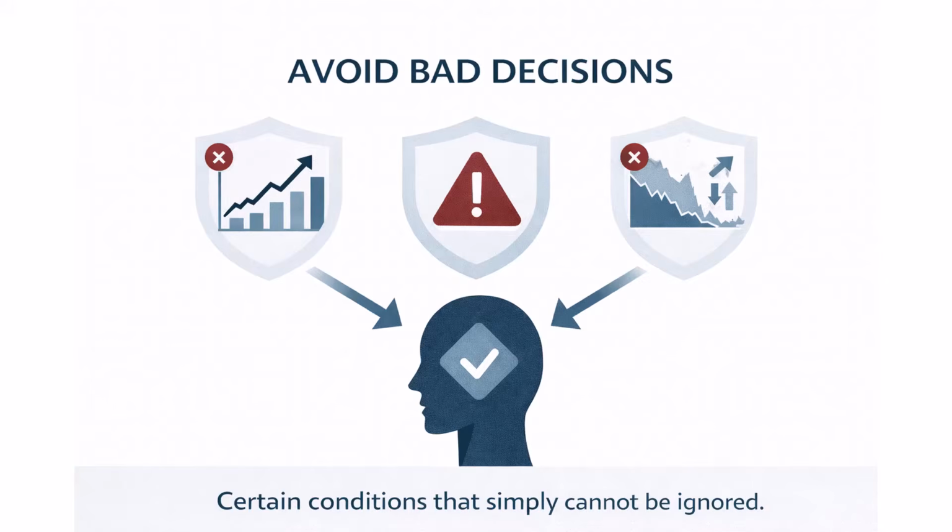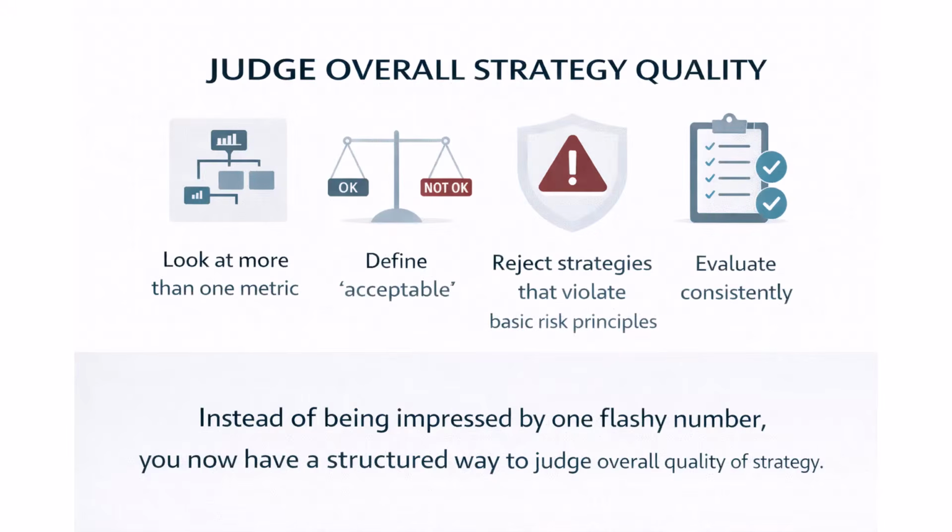So let's zoom out one last time. This scoring system is not about finding the perfect strategy, because that strategy simply doesn't exist. But what this system does is something much more valuable. It helps you to avoid bad decisions. It forces you to look at more than one specific metric and define what acceptable actually means. It rejects strategies that violate basic risk principles and evaluates the rest in a consistent, repeatable way. And instead of being impressed by one flashy number, you now have a structured way to judge the overall quality of a strategy.